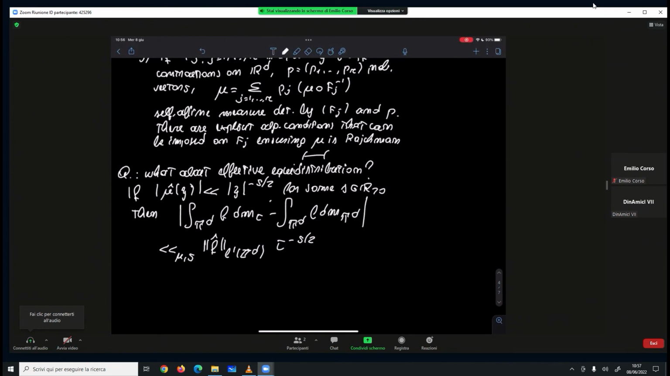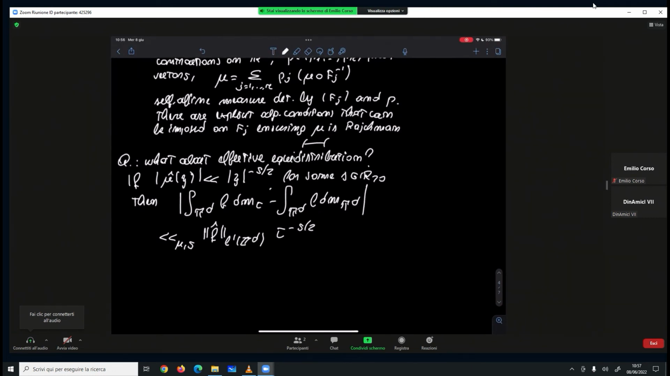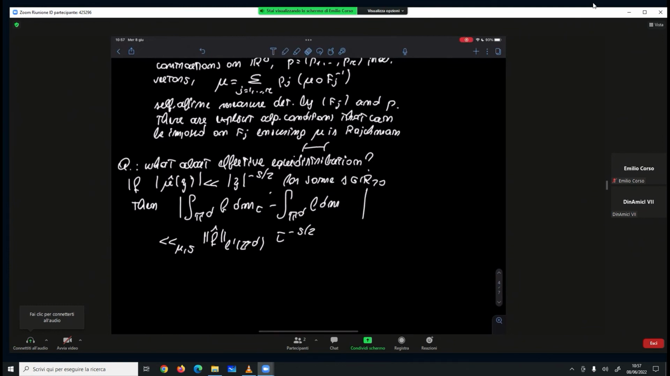And now what's the meaning? What's the geometric meaning of this decay rate, minus s halves, for the measure? Well, it is intimately tied to the fact that its support has Hausdorff dimension at least s. M is mu, right? What? M is mu. Where is M? Measure in the circle. MT, no, that's the Haar measure.